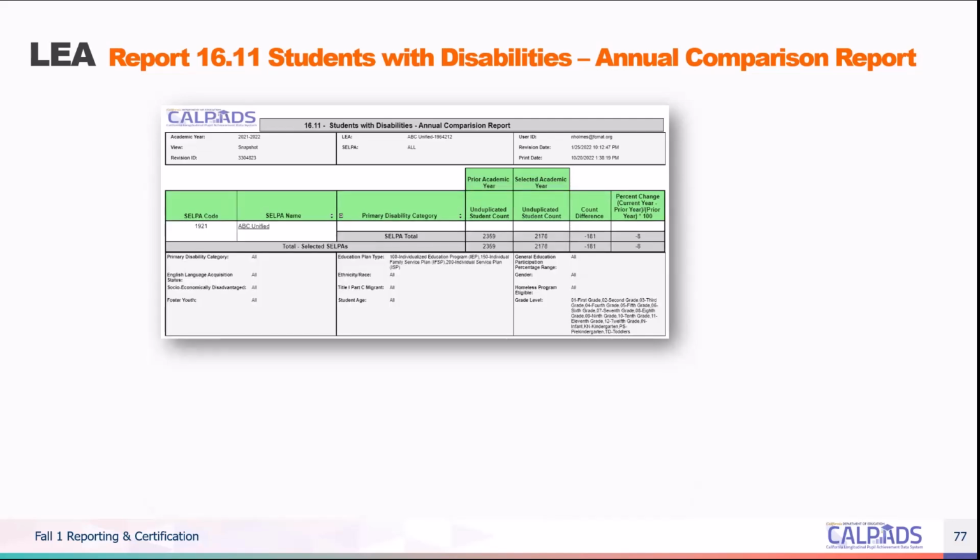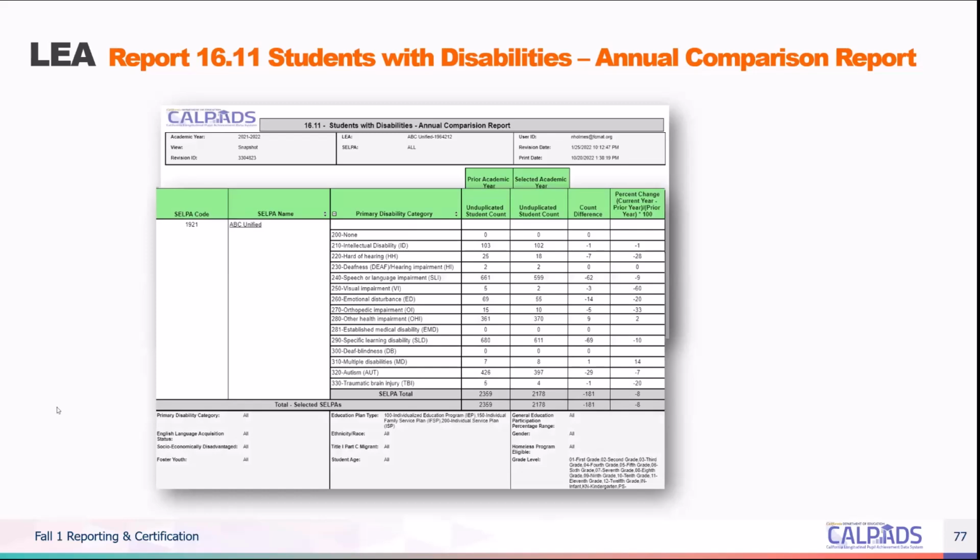And here we have report 16.11, students with disability annual comparison report. It provides you a count of your students with disabilities. And when you drill it down or open it, you can see a count and do a comparison from one year to the other. So you could look at that population of students with disabilities and compare them year over year.